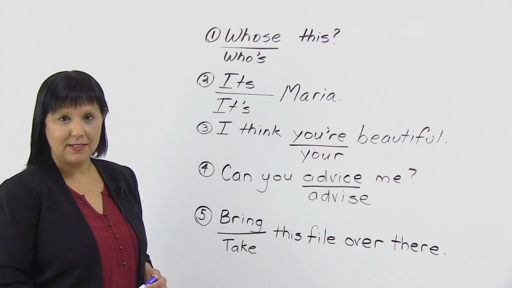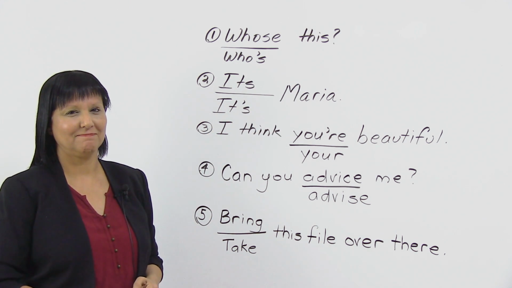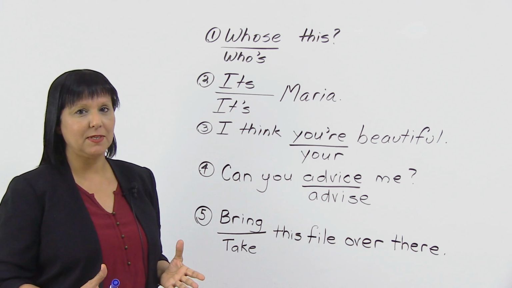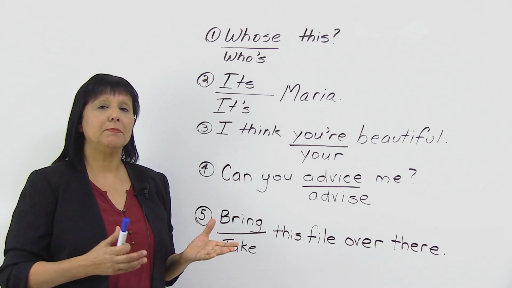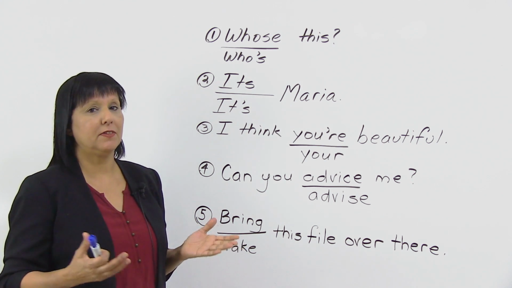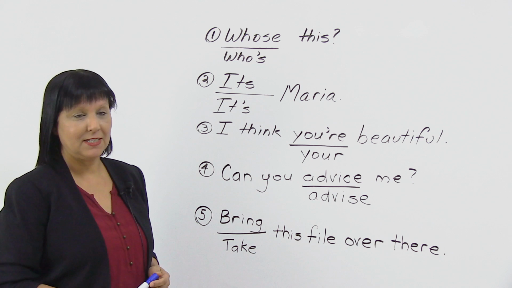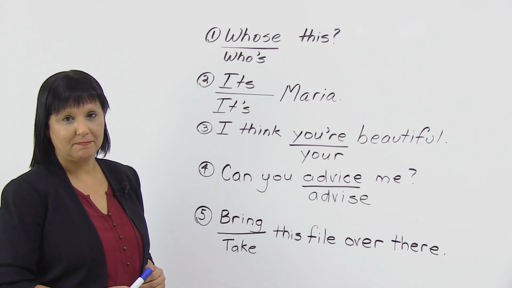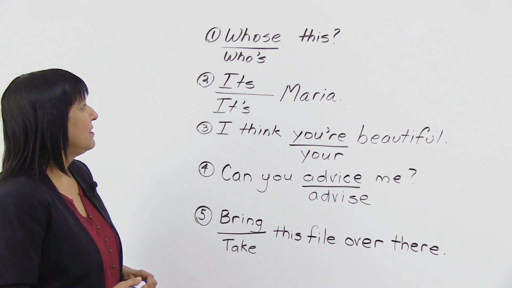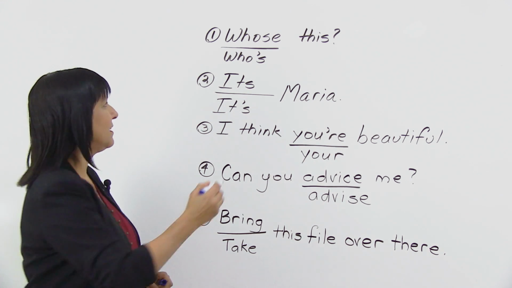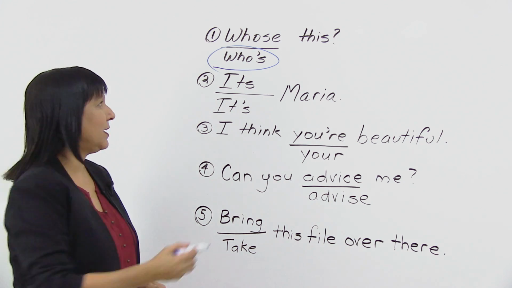Who's this? Or whose this? Now, these are homonyms. That means there are two words that sound the same or almost the same, but they're spelled differently and they have different meanings. So which one is correct in this question? Okay, think about it. So I hope you said that this is correct, okay?